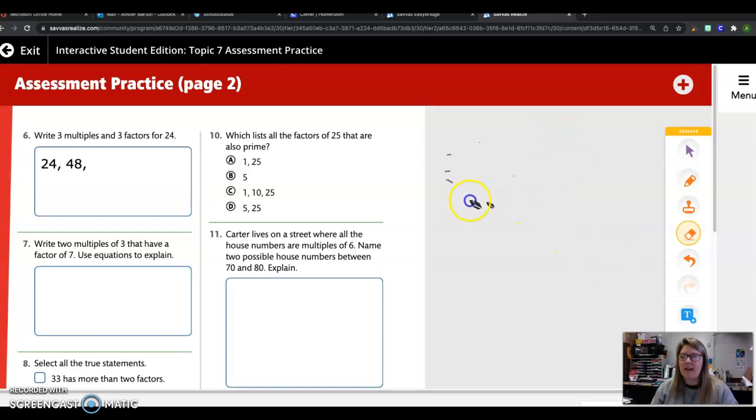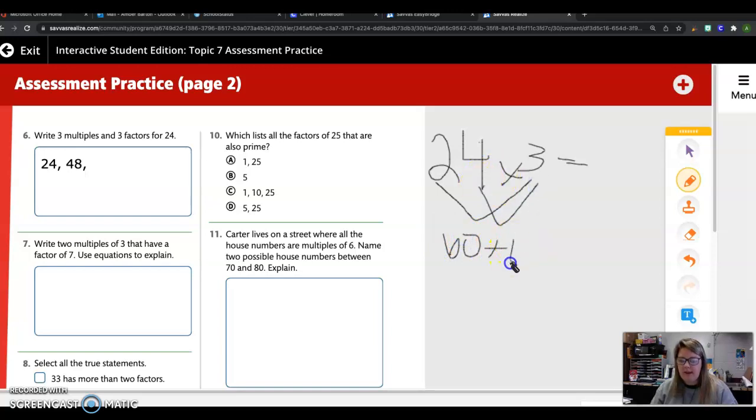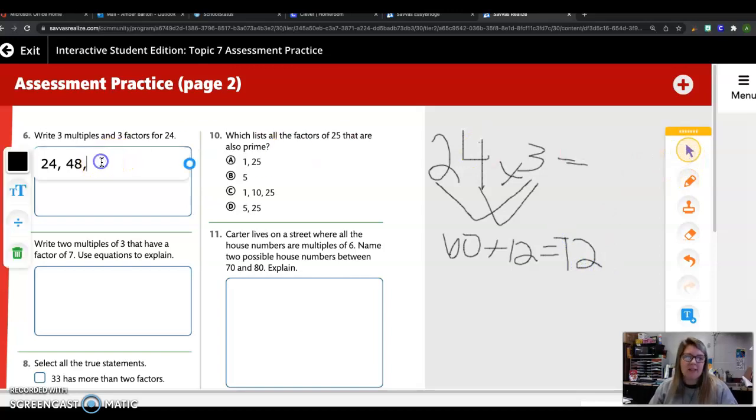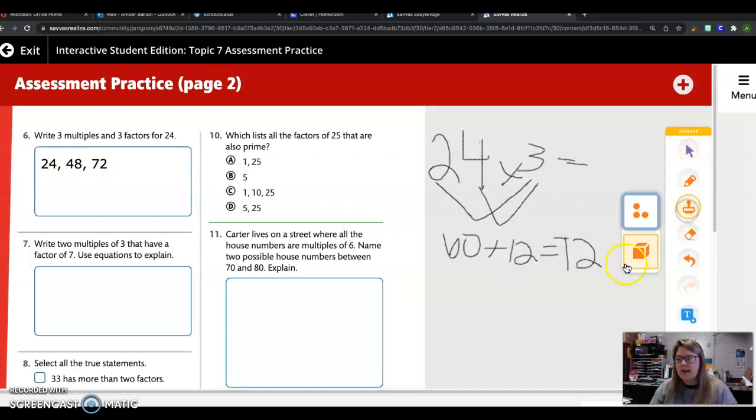Now I could do 24 times 3, right? So 24 times 3, we could do 20 times 3, which is 60, plus 4 times 3, which is 12. 60 plus 12 is 72. So our next multiple in our set is going to be 72. Do I need to continue to list out multiples? No, I've already listed the 3 multiples that I needed. So I can erase this over here.